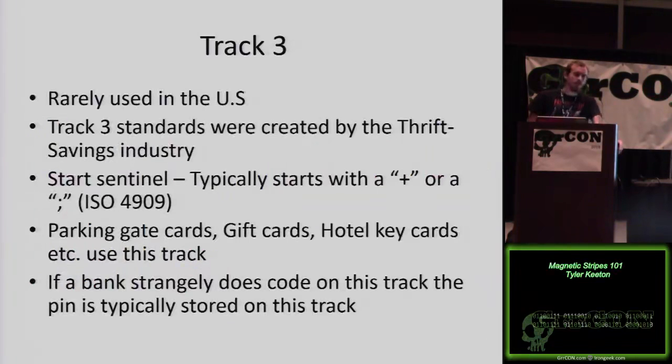So track 3 is really interesting because it has less bytes per inch than track 2. It's rarely used. It was created by the thrift savings industry. I'm not sure what they really do. But the start sentinel can either be a plus sign or a semicolon. And things that use this are parking gate cards, gift cards, hotel key cards. And back in the day when banks would use this track, for some reason they would encode the PIN on it. Yeah, and it's also worth mentioning that magnetic strip data is also clear text data.